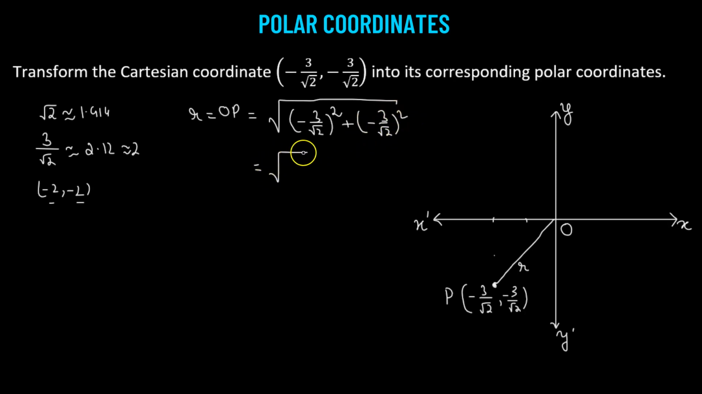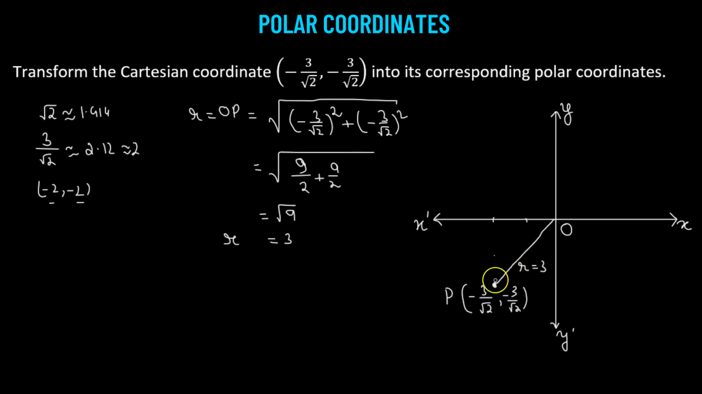So this gives us the square root of 9/2 plus 9/2, since (-3) squared is 9. That gives us the square root of 9, which is equal to 3. So we have found the value of R. This is going to be 3 units. Next, we need to find the angle.